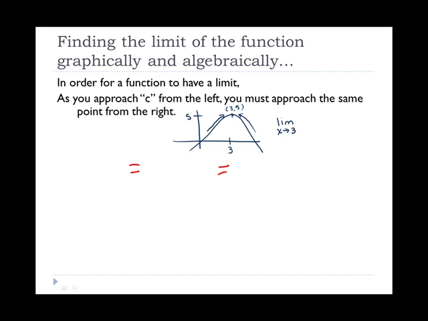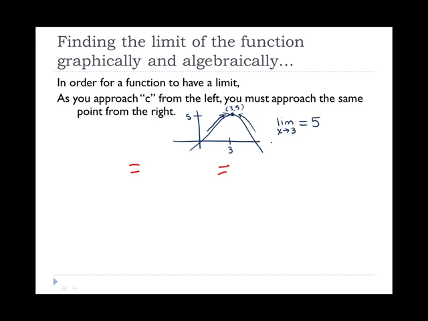And in order for there to be a limit, I have to be approaching the same area from the left as I am from the right. And in this case, as I approach 3 from the left and I approach 3 from the right, and I get closer and closer to that actual value of x is 3, I approach the value of 5. So my limit of this function as x approaches 3 is 5.